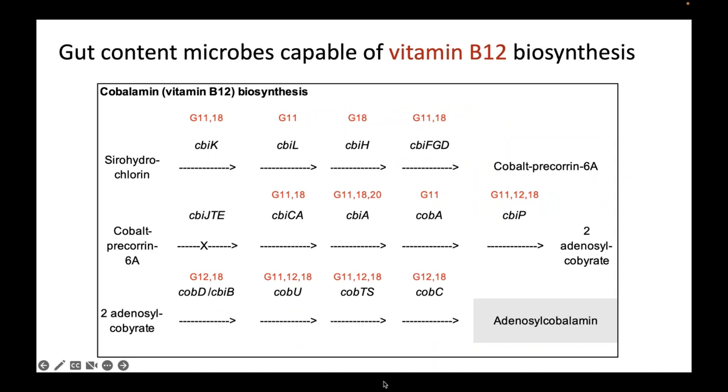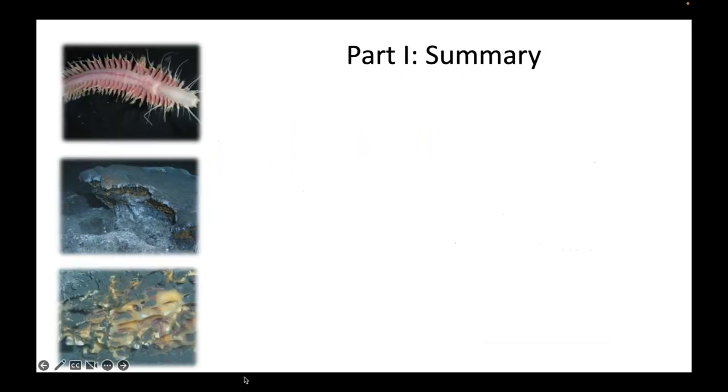Besides carbon and electron accepting reactions, the MAGs that were recovered from the gut content of the ice worm also have genes for the biosynthesis of amino acids and B vitamins. Particularly, we found genes involved in the vitamin B12 biosynthesis pathway in the gut content microbes. This is interesting because animals are not capable of synthesizing their own vitamin B12. So our data suggests that the microbial communities in the gut content of the ice worm may provide a source of amino acids and B vitamins like vitamin B12 to the worm.